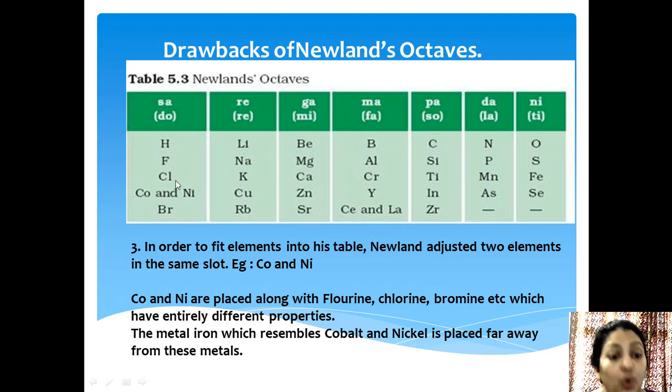Moreover, cobalt and nickel are placed along with fluorine, chlorine, bromine, etc. They are non-metals. Cobalt and nickel are metals, right? So their properties are entirely different. Cobalt and nickel do not show any property similar to these elements, right? And the element which shows similar properties to cobalt and nickel is iron, and iron is placed far away from cobalt and nickel. So due to these reasons, Newland's octaves was also discarded by the world of science.